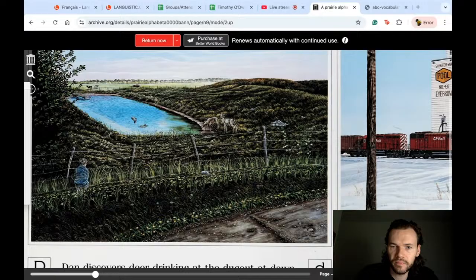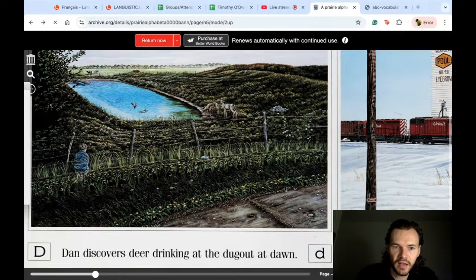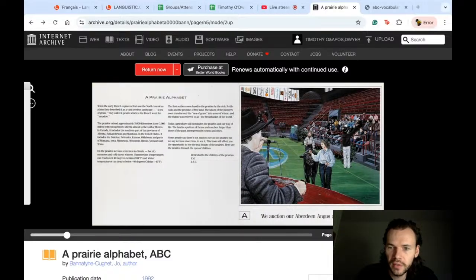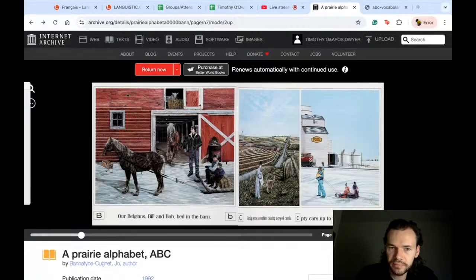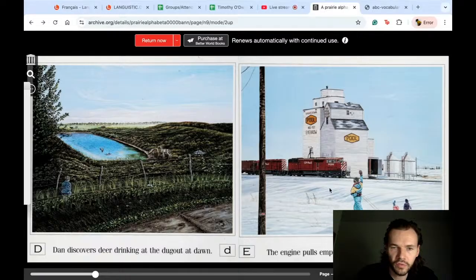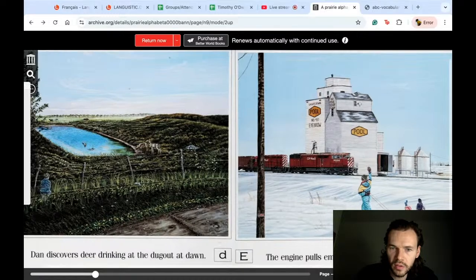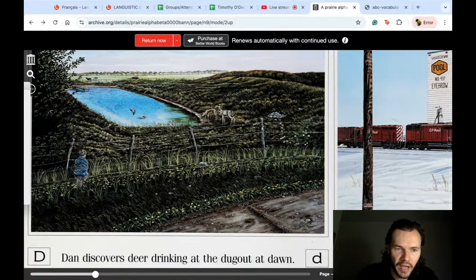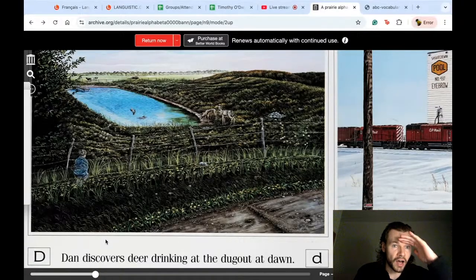So we have Dan. Oh, that was not what I wanted to do. That's okay. We'll just go back to the main screen or the full screen. Okay, so Dan. This is Dan. Dan discovers, right? So it's another way of saying Dan finds or Dan sees. He sees deer.